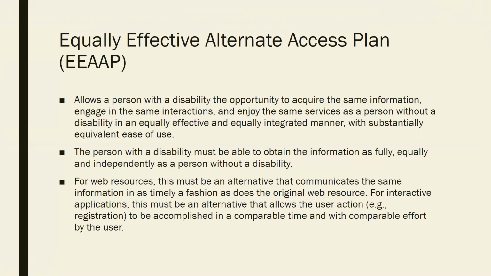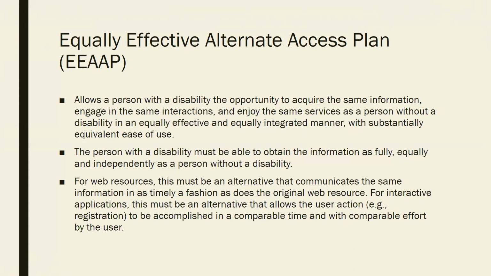A person with a disability must be able to obtain the information as fully, equally, and independently as a person without a disability. For a web resource, this must be an alternative that communicates the same information in as timely a fashion as does the original web resource. For interactive applications, it might be an alternative that allows the user action to be accomplished in comparable time and with comparable effort by the user.